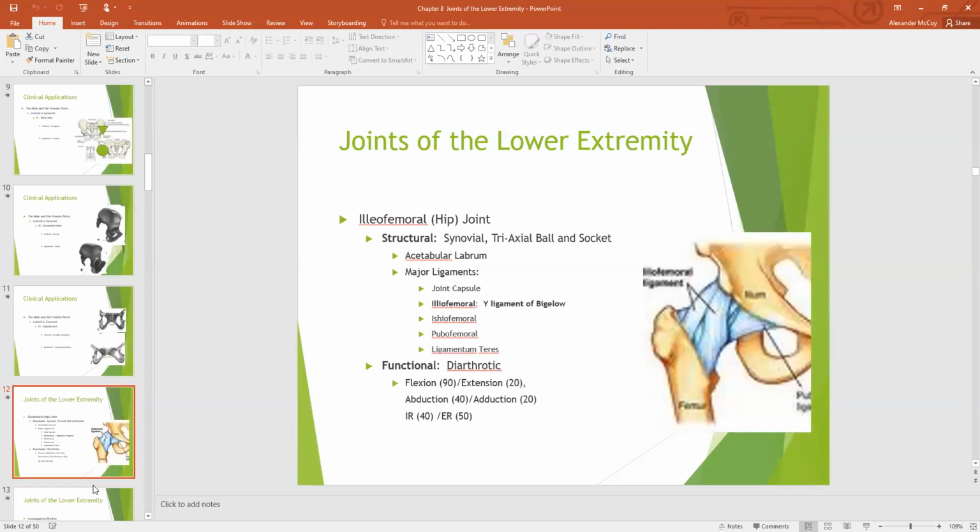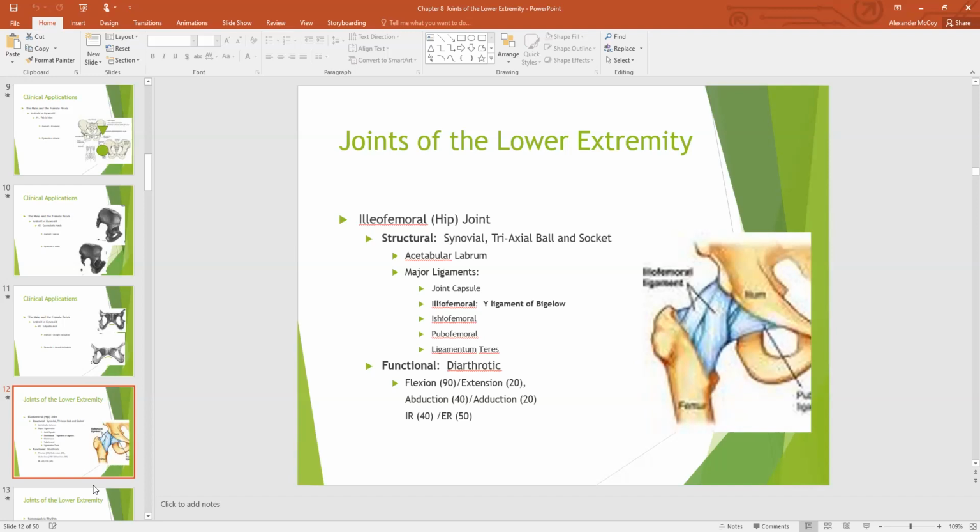Dropping down into the hip joint. So the iliofemoral, this guy is very busy. We have a lot going on here. So this is your hip joint. It's synovial in structure. It's triaxial ball and socket. So basically it has a ton of movement. Think about how much you can do with your leg at the hip.